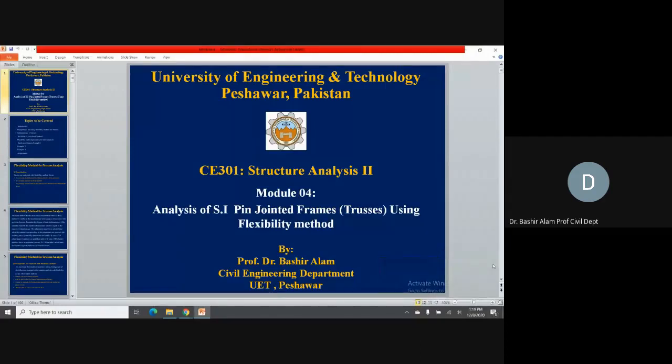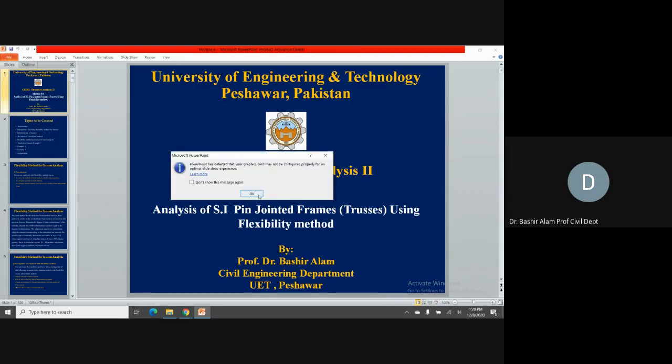Let's start module 4, and it is about the analysis of statically indeterminate pin-jointed frames, and we'll be discussing the trusses using flexibility method. Remember, procedure is exactly the same. The only difference is in case of the frames, the predominant actions were the moments.